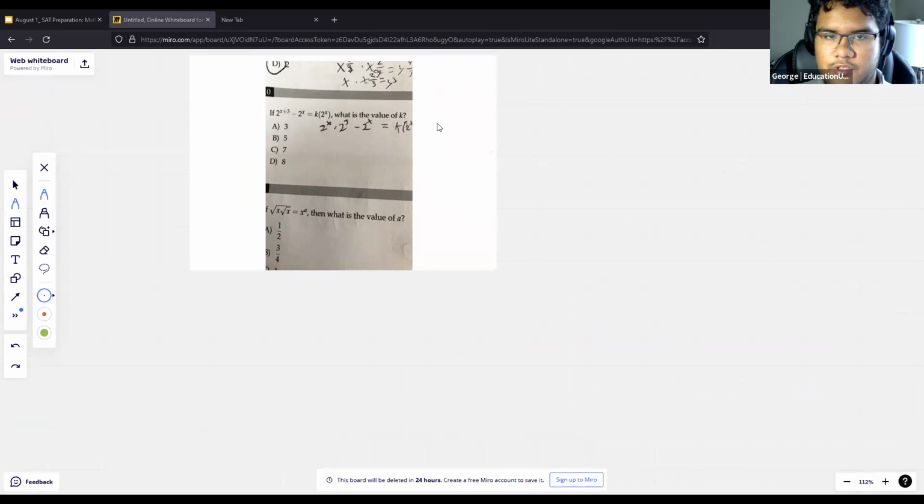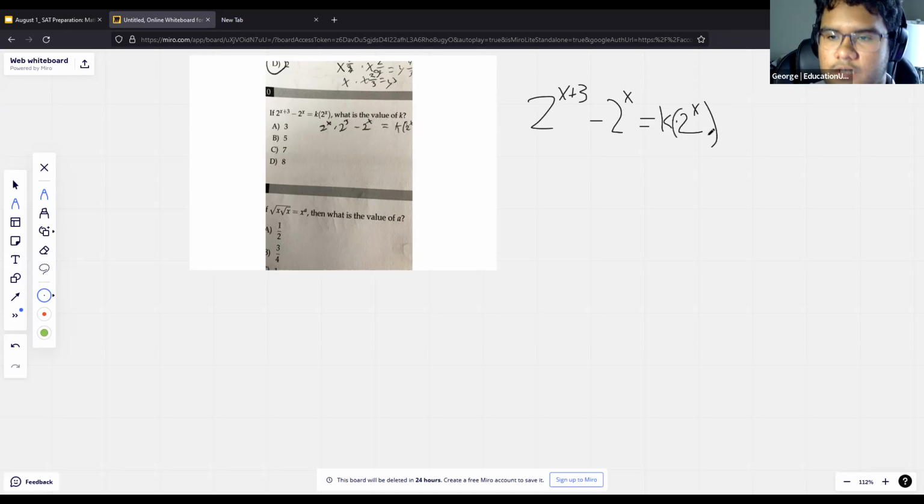I'll explain it. We are given an equation here, 2 to the x plus 3 minus 2 to the x equals k times 2 to the x. The important thing to note is that it's not asking you to solve for x. Rather, it's asking you to solve for k. So for all intents and purposes, the value 2 to the x we can effectively treat as a constant, the way you would treat 2, 3, or any numerical value that doesn't have a variable, because the x is not particularly relevant to figuring out what k is, but we will see how this works.